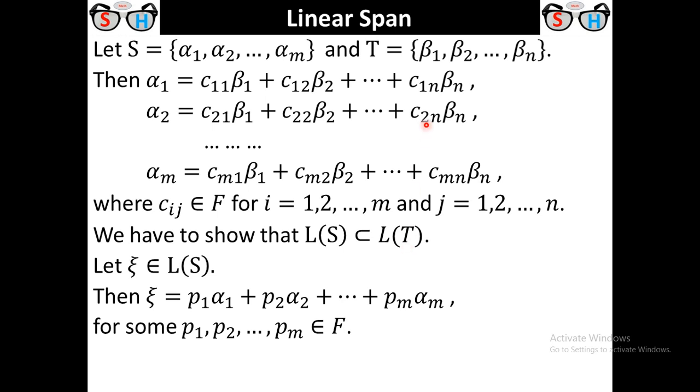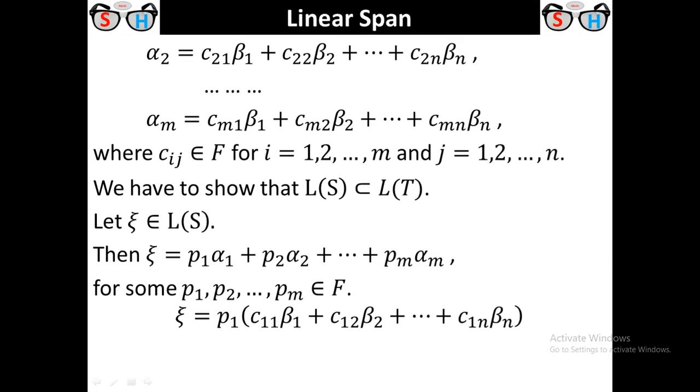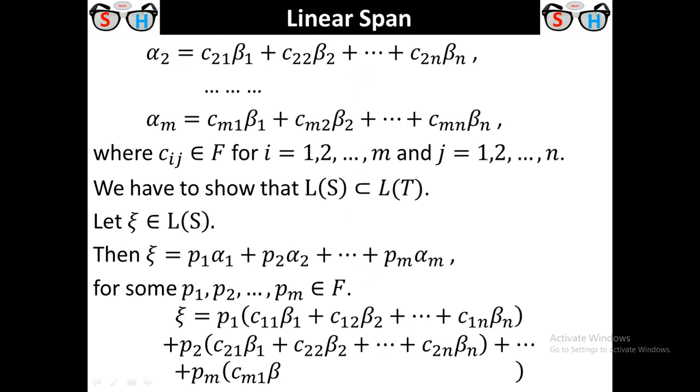Here the elements in T are beta 1, beta 2, beta n. So we have to show that xi equals something beta 1 plus something beta 2 plus something beta n. Okay, so we have to replace alpha 1, alpha 2, alpha m by those relations. For that purpose, we put P1, and in the place of alpha 1 I put that result, C11 beta 1 plus C12 beta 2 plus dot dot C1n beta n, plus P2 into alpha 2, I put it here, and finally Pm into alpha m.